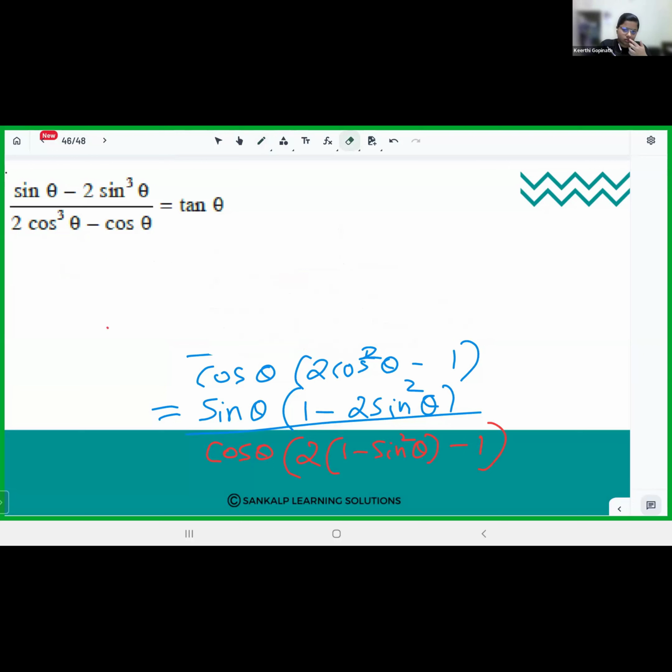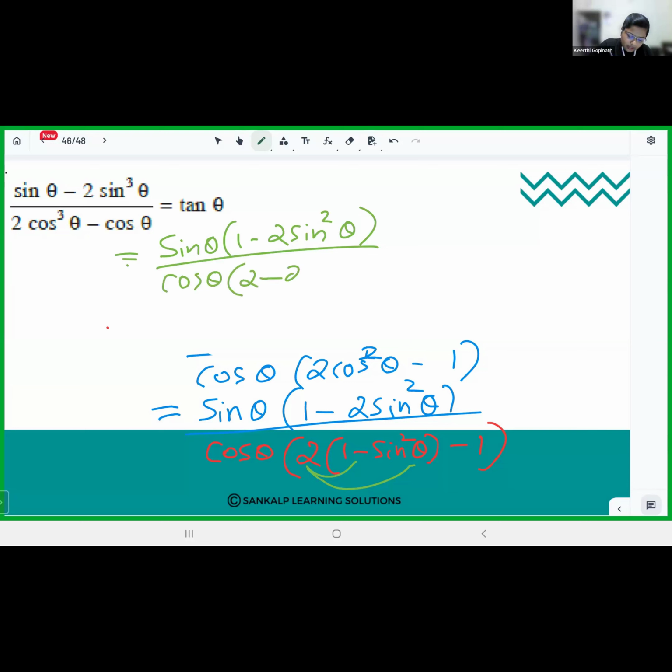Okay. So, this is equal to sine theta into (1 minus 2 sine square theta). I'm giving this inside, multiplying the value to each term in (1 minus sine square theta). So this will become cos theta into (2 minus 2 sine square theta minus 1). 2 into 1 is 2 and 2 into minus sine square theta is minus 2 sine square theta. Alright. So this is equal to, how can you convert this?